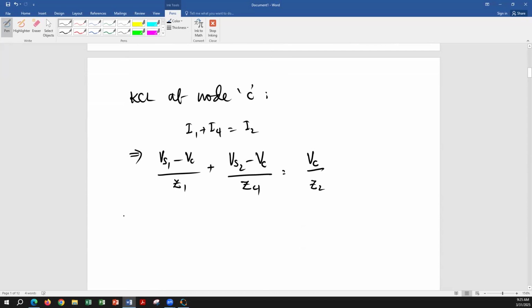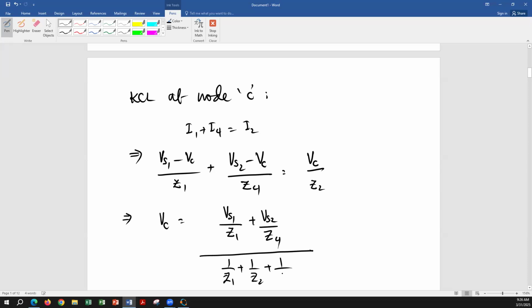Okay. So now let's calculate VC. I'm going to take these two VCs to the other side of the equation, so it becomes positive. On the left hand side, I will have VS1 over Z1 plus VS2 over Z4. On the right hand side, I will have VC times parentheses 1 over Z2 plus 1 over Z1 plus 1 over Z4. So that is going to come and divide the left hand side. So I will have 1 over Z1 plus 1 over Z2 plus 1 over Z4.